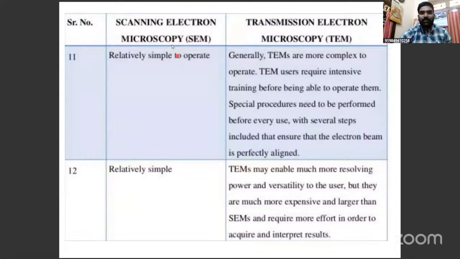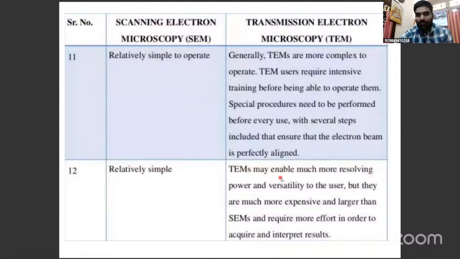The scanning electron microscope is relatively simple to operate. Generally, TEMs are more complex to operate. TEM users require intensive training before being able to operate them, so there will be a need for training to operate these TEMs. Special procedures need to be performed before every use, with several steps, including ensuring that the electron beam is perfectly aligned.